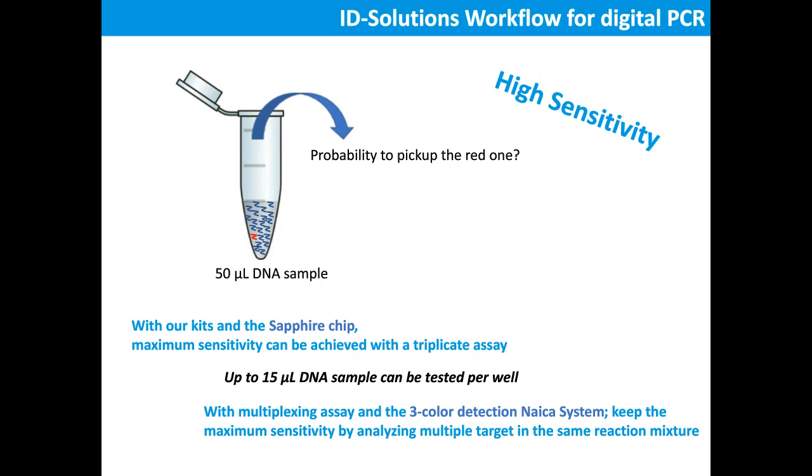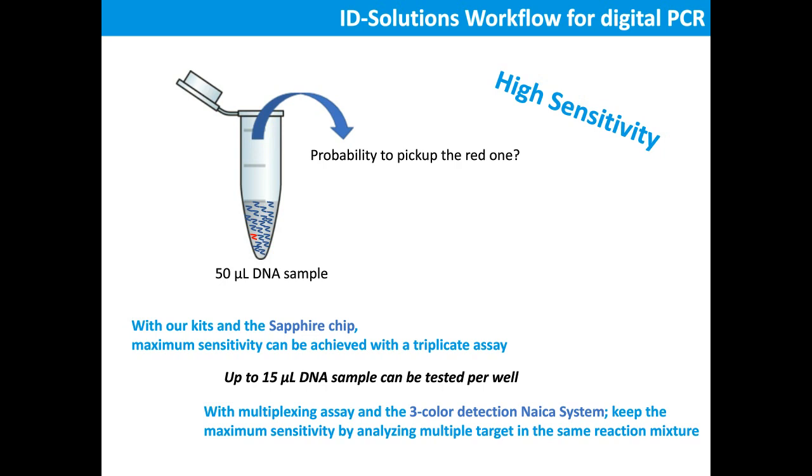The power of the digital PCR using the Naica systems is also that you can have the highest sensitivity. Here you have an example of samples with 50 microliter of DNA, which is the probability to pick up the red one. This will depend on how many times you will pick up your samples with the low volumes, or how many times you can pick up your sample with the high volumes. With our kits and using the Sapphire chips, the maximum sensitivity can be achieved with a triplicate assay. Indeed, we are able to use up to 15 microliter of DNA sample per tested well. So you can analyze all your sample in one well, and make sure that you have the highest sensitivity achievable.